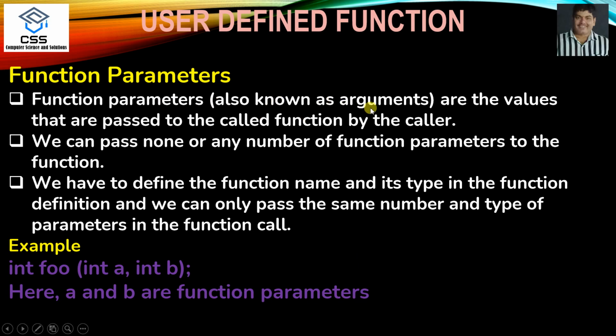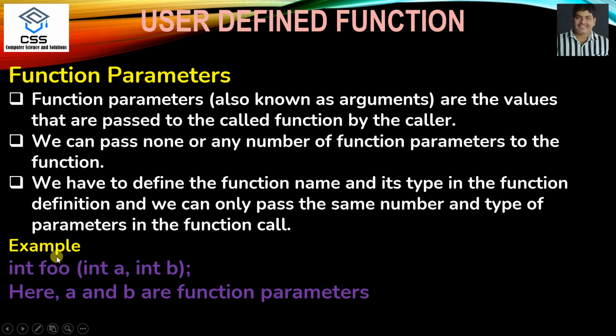Function parameter is also known as function argument. These are the values that are passed to a function from the calling block to the called block. We can pass none, meaning void. If nothing is written, it is void, or you can write void, meaning no argument is passed. We have to define the function name and its type in the function definition.